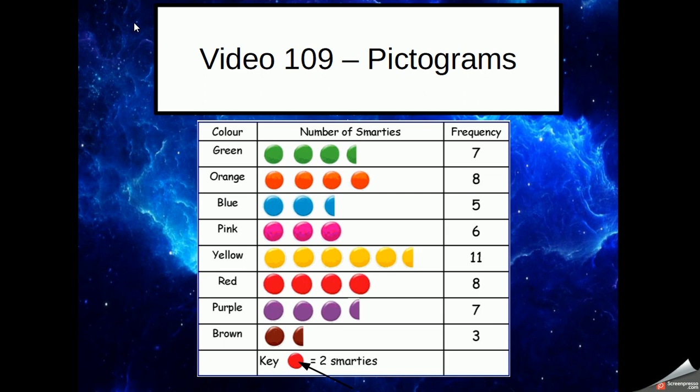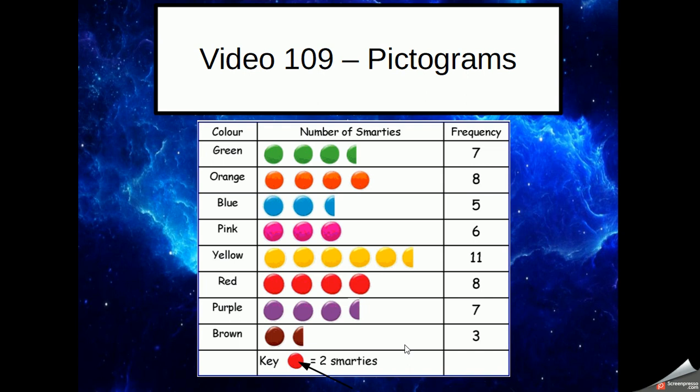With this one, it's a bit better now because at the bottom we've got a key. So where the arrow is pointing, you can see that one circle represents 2 Smarties. And you can see why that's important, because if you look, for instance, at the green, you can see that there are actually 3.5 pictures in that diagram. So what I'm going to do is multiply the 3.5 by 2, and that shows me that there are 7 there. So we can actually use a part of a shape to represent a fraction of the number that each shape represents. In this case, half a Smartie is being used to represent 1, because half of 2 is 1.